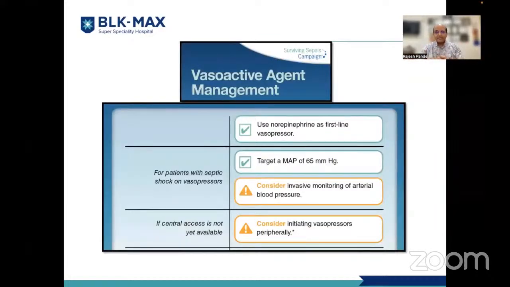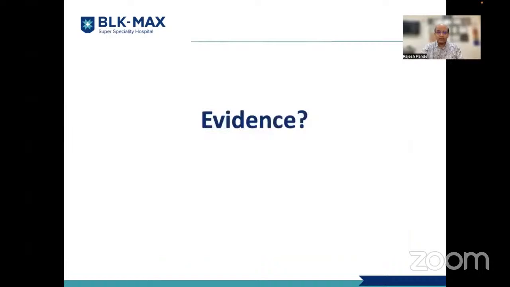If we look at the current Surviving Sepsis guidelines for vasoactive management, we use norepinephrine as the first-line vasopressor, and we target a MAP of 65 millimeters of mercury. Of course, we will also consider invasive arterial monitoring of the blood pressure. The consideration now is that we should not allow the patient to be hypotensive, and not wait for fluid resuscitation to be over and then start the vasopressor. So consider initiating vasopressors peripherally and simultaneously with fluid resuscitation, and then once central access is available, you can make a switch.